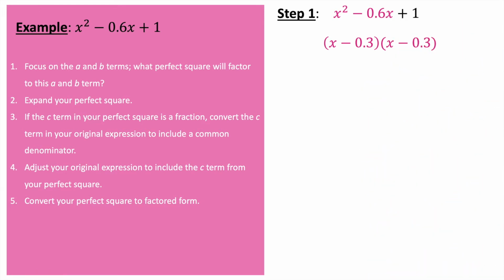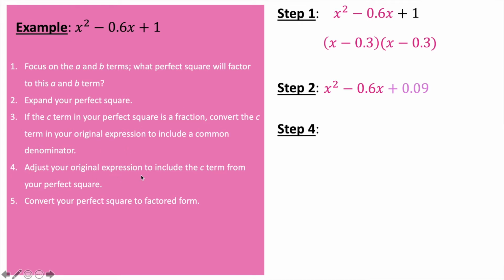Step 2 asks us to expand our perfect square. Of course, we end up with x squared minus 0.6x, and negative 0.3 times negative 0.3 gets us 0.09 as our c value. We can skip step 3 because the c term in our perfect square is not a fraction, and move on to step 4.